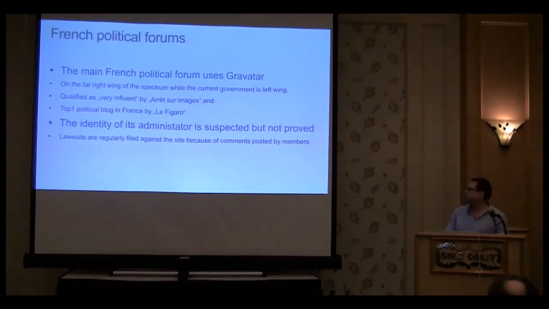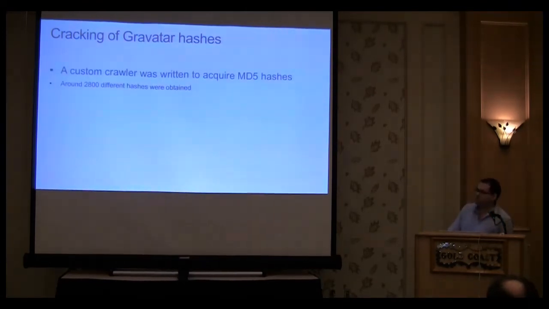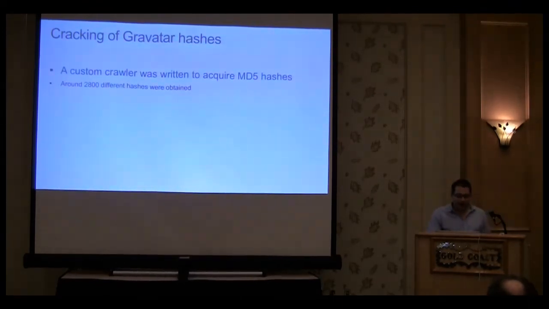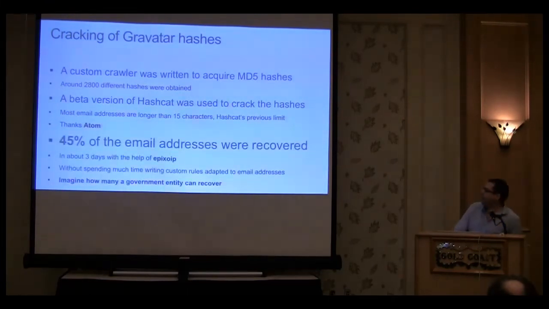So what I did is write a crawler to recover the hashes from the site, and I got around 2,800 Gravatar hashes. Then I got a beta version of Hashcat from Atom, thanks. Because of the length limit, as I said, I managed to recover 45% of the email addresses, in normally 3 days, so not really trying very hard, with the help of Jeremy.